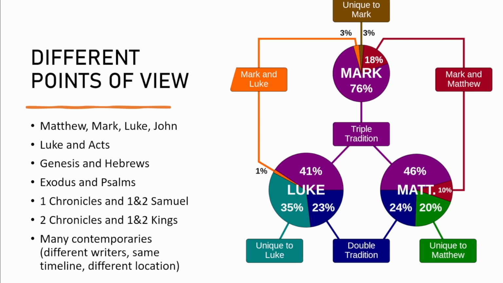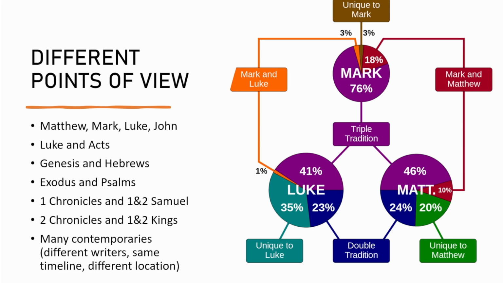You will compare the last few chapters of Luke and the first few chapters of Acts, and you will see, again, the same thing happening. Different points of view for the same story. Different witnesses of the same account. Genesis and Hebrews is another good comparison that you should consider. Hebrews 11 is a really excellent summary of some of the stories in Genesis. Exodus and Psalms is another good example. First Chronicles compares with 1st and 2nd Samuel. 2nd Chronicles also compares with 1st and 2nd Kings.